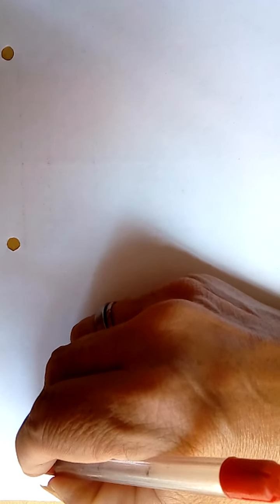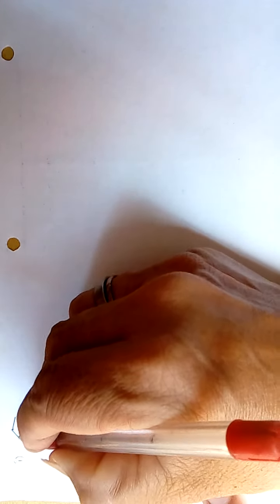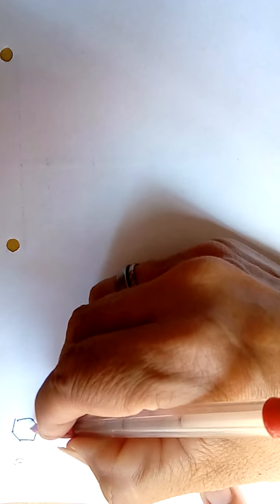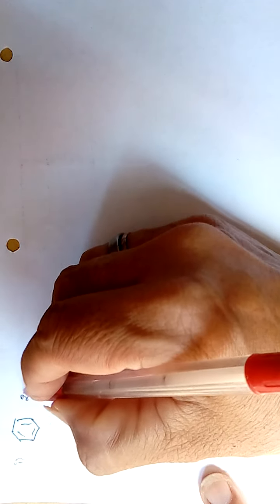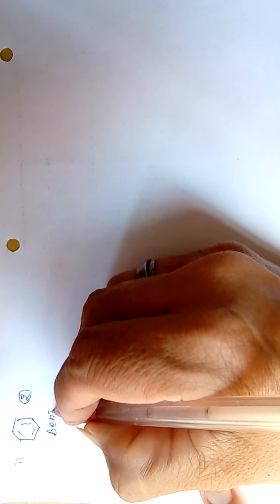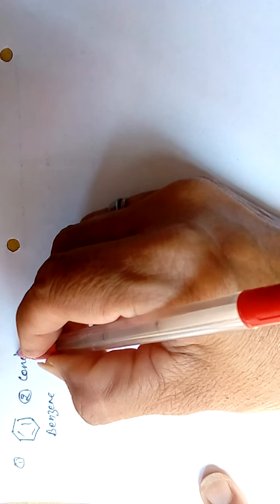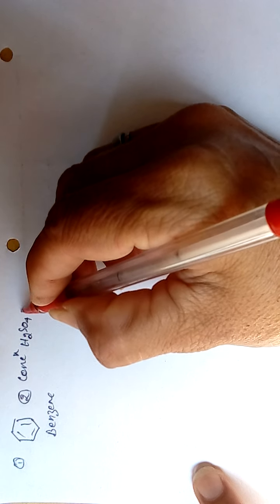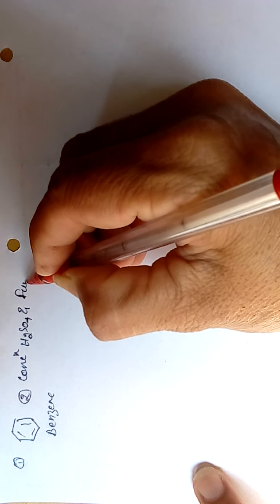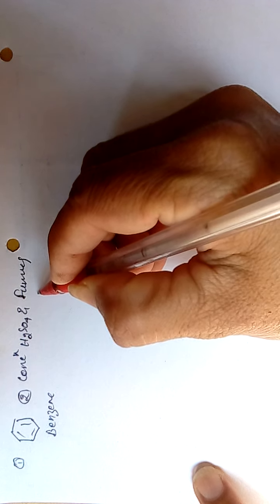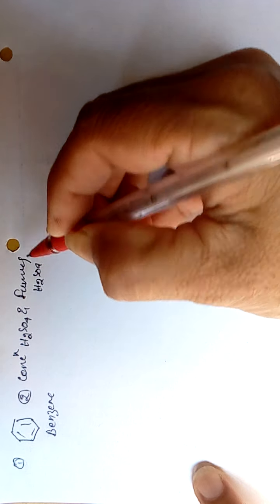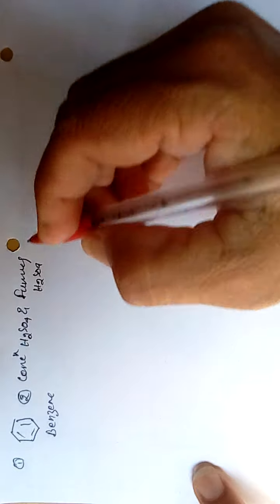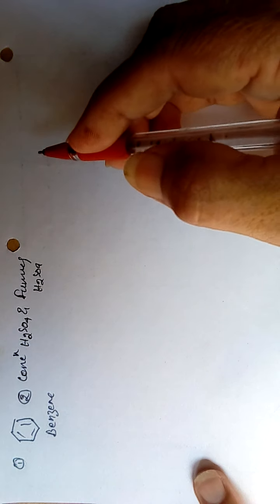The reagents used are number 1, benzene, number 2, concentrated sulfuric acid, and fuming sulfuric acid, H2SO4. These are required. Now we see the reaction.